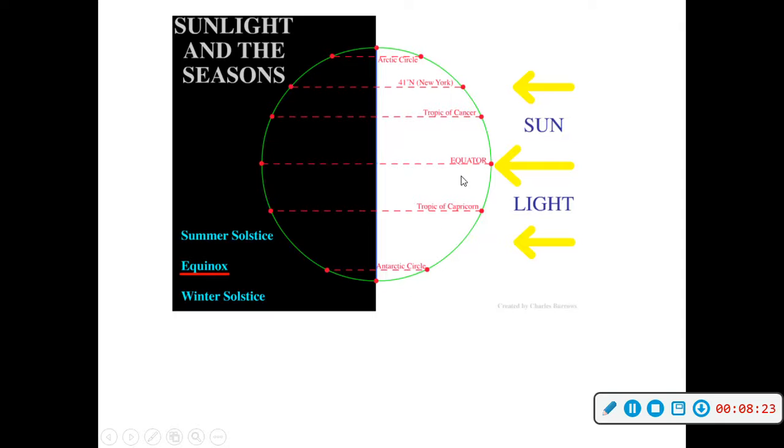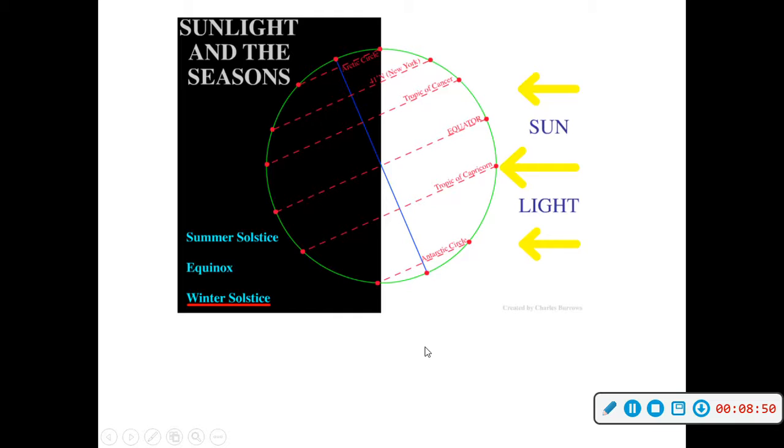The next one, equinoxes, spring and fall. So September 21st, March 21st, the sunlight directly hits the equator. Results, 12 hours daylight, 12 hours darkness throughout the whole globe. And again, that's what makes the season very average, because the sun rays are hitting directly in the middle, so the sunlight is kind of spread out equally throughout the globe.